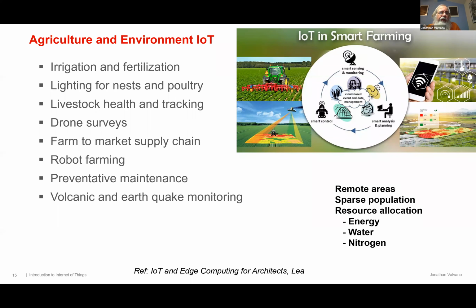The environmental trackers are remote sensing, central for earthquakes and tornadoes and hurricanes and that kind of thing. All right, remote.